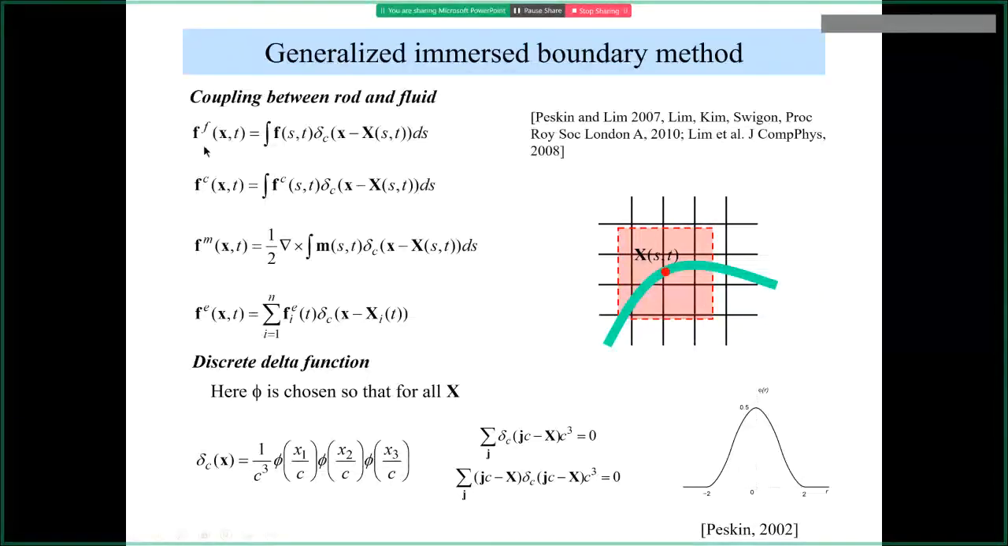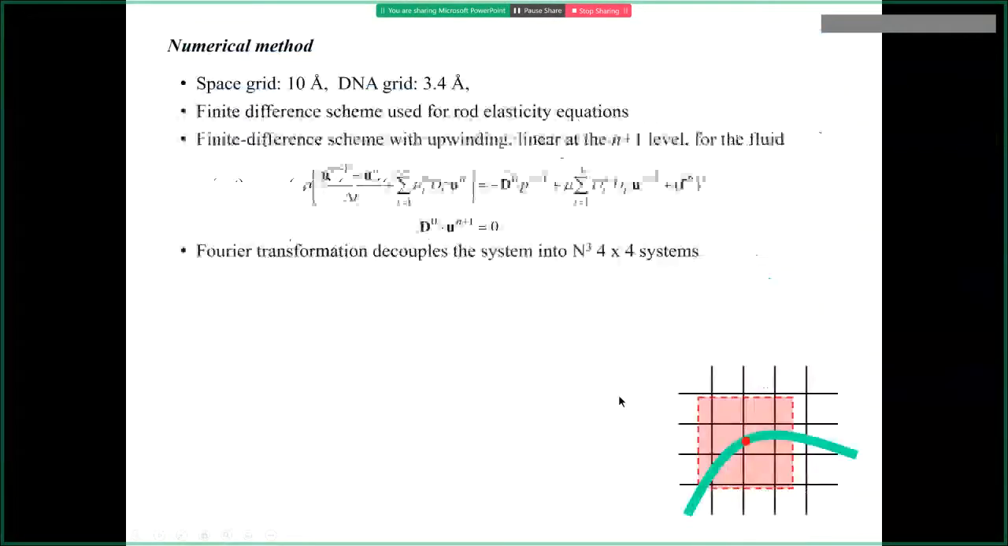So any force, the force coming from the elasticity, the force coming from the Coulomb interactions, the moment is converted into a force, and the electrostatic and the contact, they're all converted into forces that are projected onto the grid points through this delta function. And then we saw the equations of the fluid, the Navier-Stokes with the force projected from the DNA. We use a finite difference scheme with upwinding for the fluid.